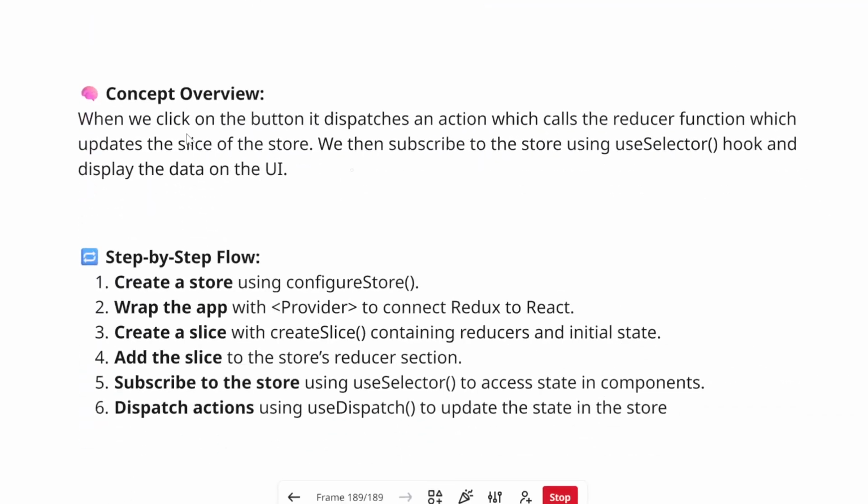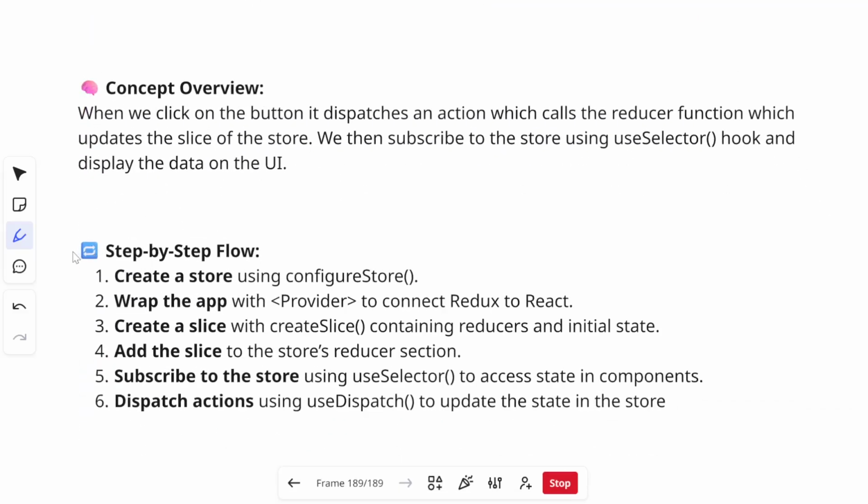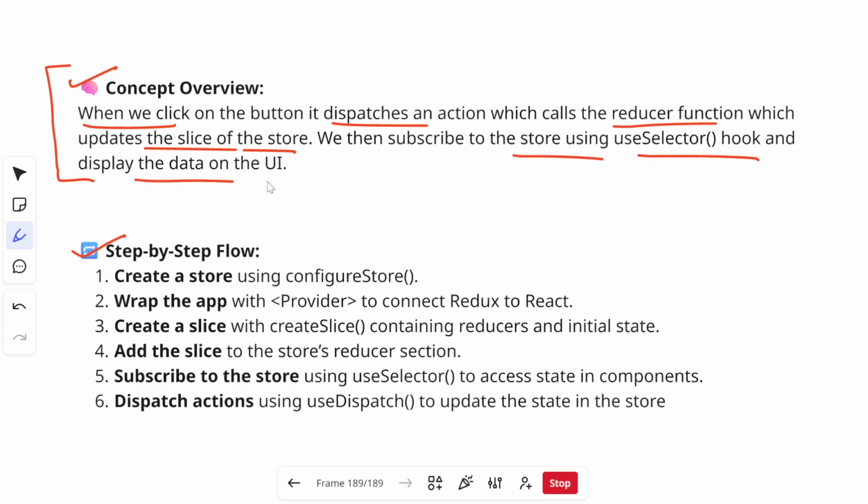Now let us understand quickly what are the steps in which we are going to code and the concept overview. This will be helpful for you for revision in future. So see guys, when we click on the button, it dispatches an action which will call the reducer function, which updates the slice of the store. You can say slice of the store or state of the store, it is one and the same thing. We then subscribe to the store using the useSelector hook and display the data on the UI.